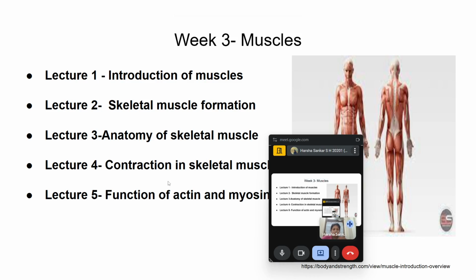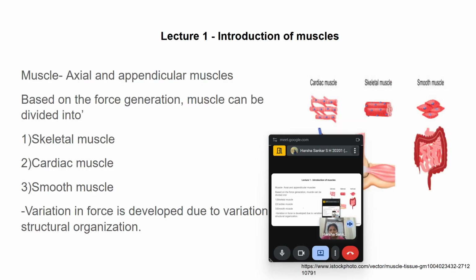As I said, the class started with the introduction of muscle, then skeletal muscle formation, followed by the anatomy of the skeletal muscle, then contraction in skeletal muscle, and finally the function of actin and myosin. Coming to the introduction of muscle, as we already discussed, muscle can be classified in different ways, and there is axial and appendicular muscle. Based on force generation, which we just discussed, it can be divided into three types.